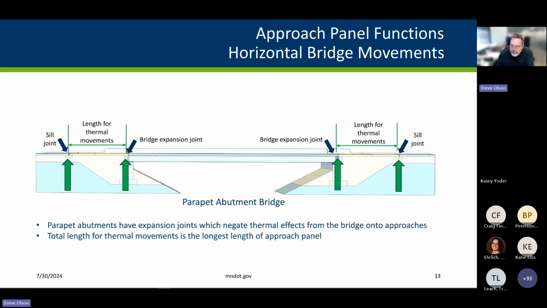For parapet abutments, the demands often are less because we have the joints over the parapet abutment that take care of the bridge shrinking and expanding, and all we have to accommodate at the end of the approach panel is the concrete panel itself, the length of the approach panel. So it's often shorter than an integral bridge.